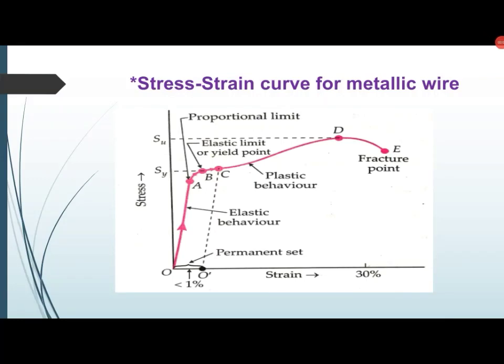So students, after the discussion of Young's modulus, our next topic is the stress strain curve for a metallic wire. Whenever we are loading a wire, we know that within the elastic limit, the ratio of longitudinal stress to the longitudinal strain is a constant quantity, and that is known as Hooke's law.